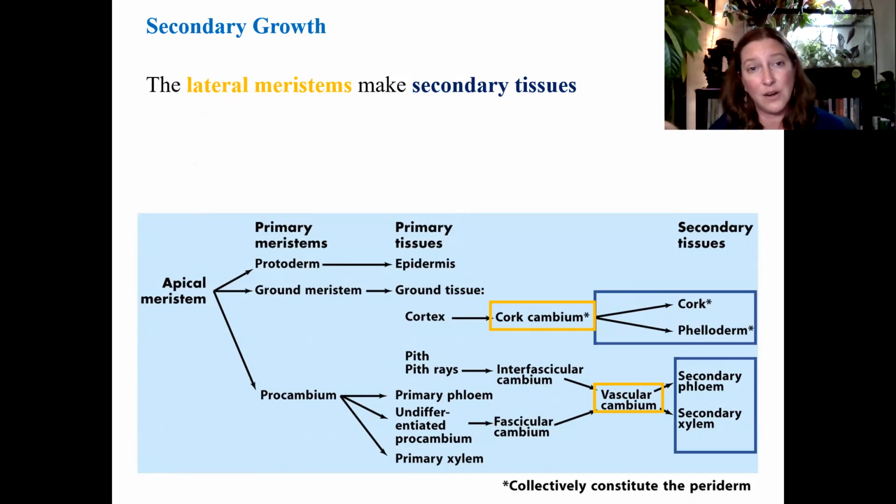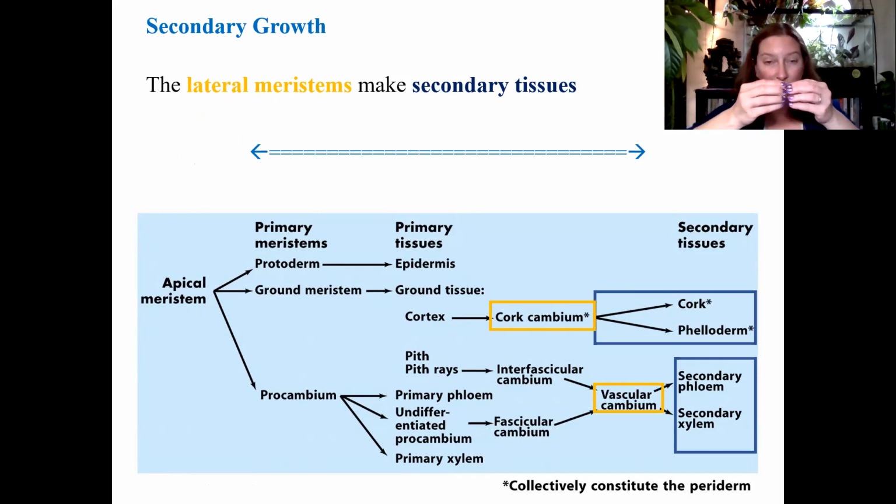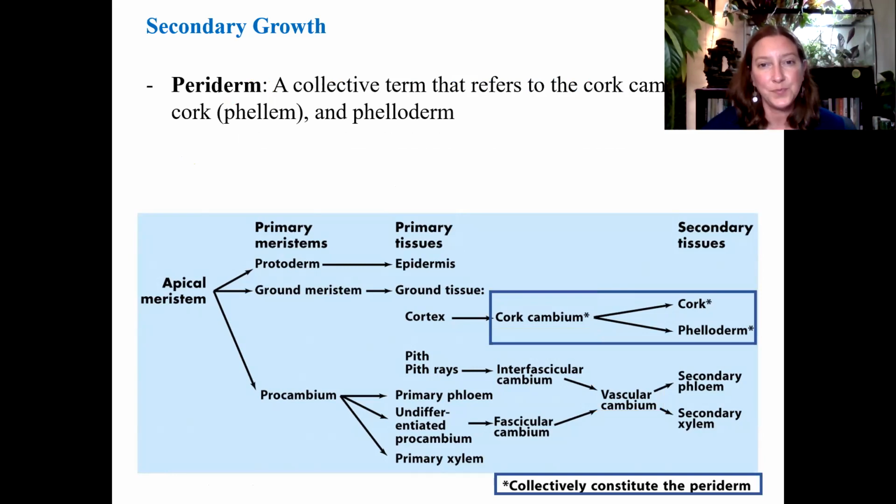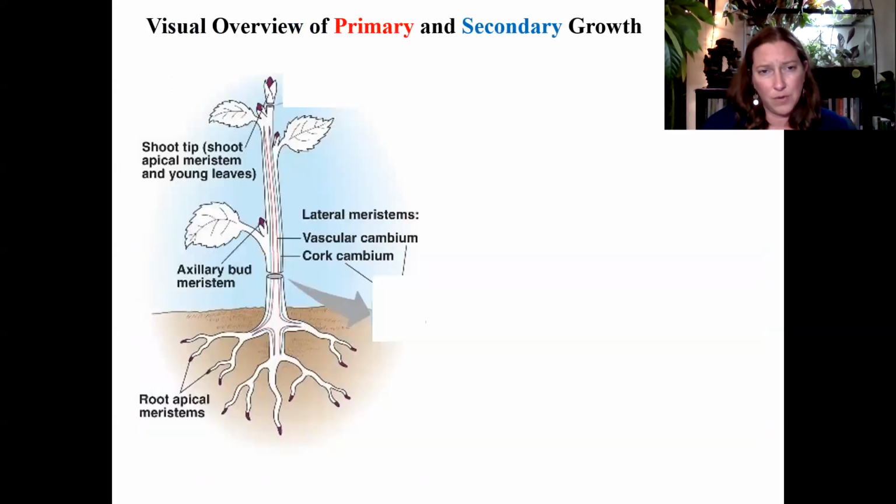Finally, when you do have the lateral meristems, the cork cambium and the vascular cambium, they're going to make tissues themselves because they're meristems. Cork cambium, as I said on the previous slide, is going to make cork and phylloderm, and vascular cambium is going to make secondary xylem and secondary phloem. Because remember, secondary growth is widening, right? Don't worry about periderm. I won't ask you about periderm. Let's just put it that way.